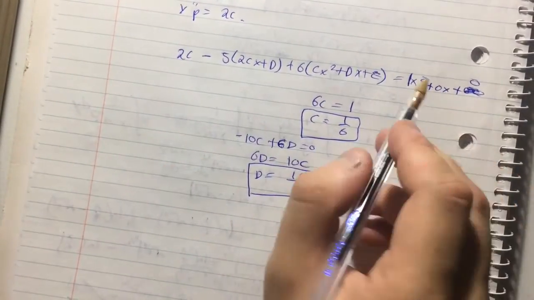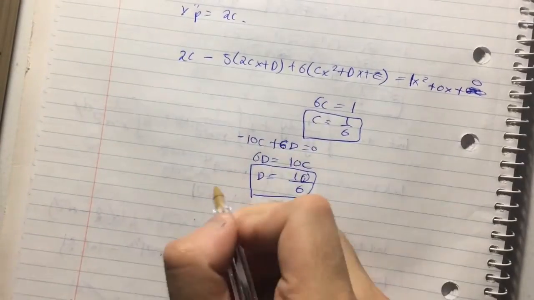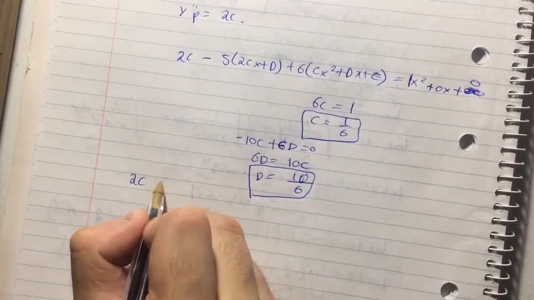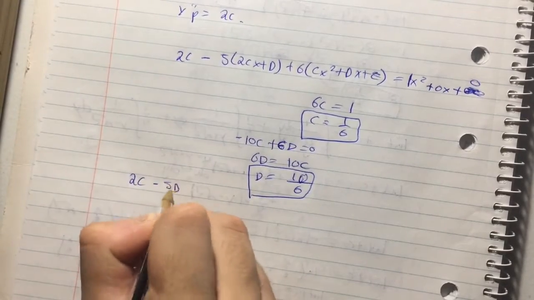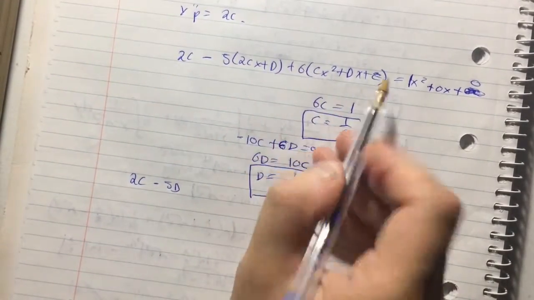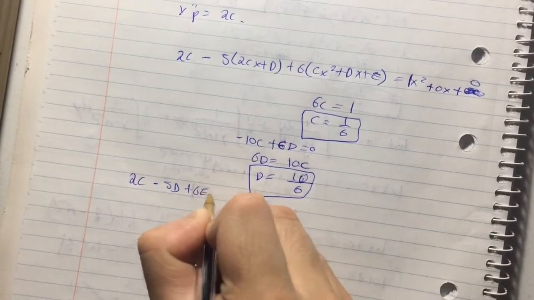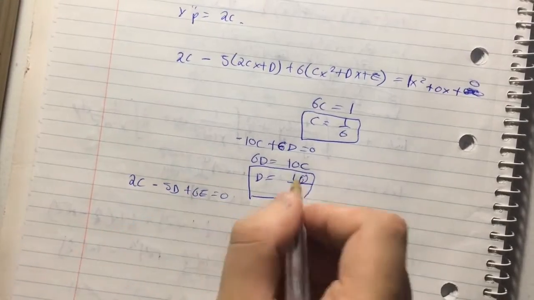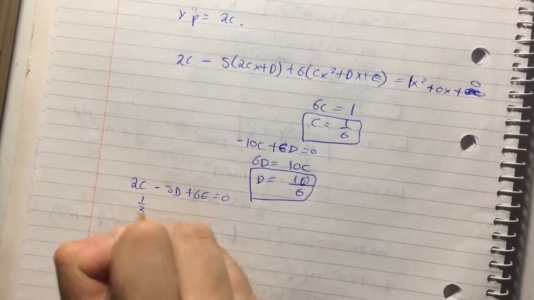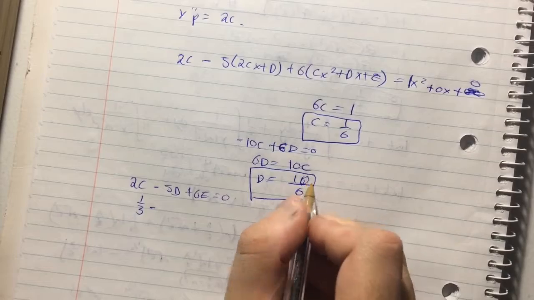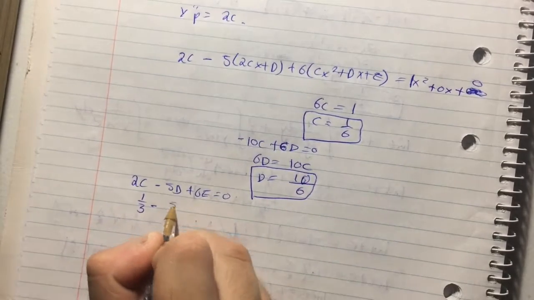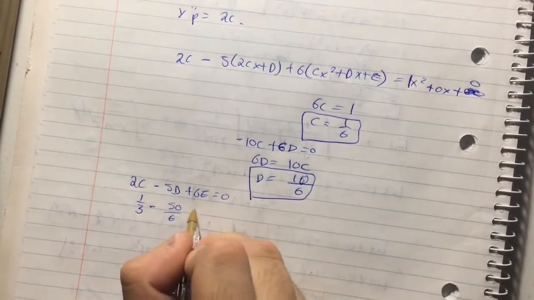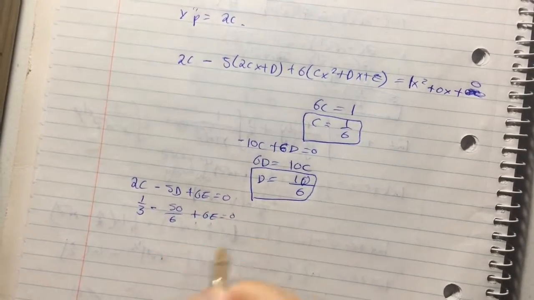Now for e, I need to equate it to 0 as well, just the constant of the other side. So I have 2c, and I have minus 5d, because that's also a constant, and then plus 6e is equal to 0. But I know d and I know c. So c is 1/6, so this is just 1/3 minus 5 times 10 over 6, so it's minus 50 over 6. And then that's plus 6e is equal to 0.